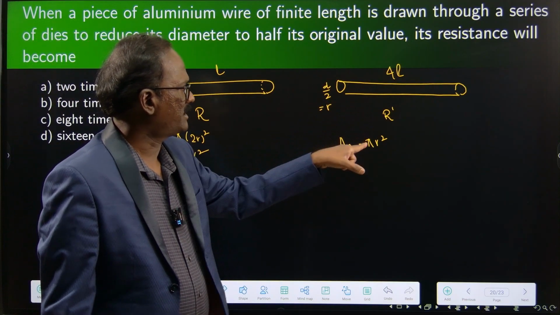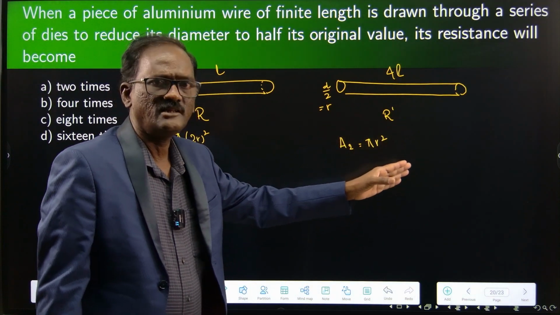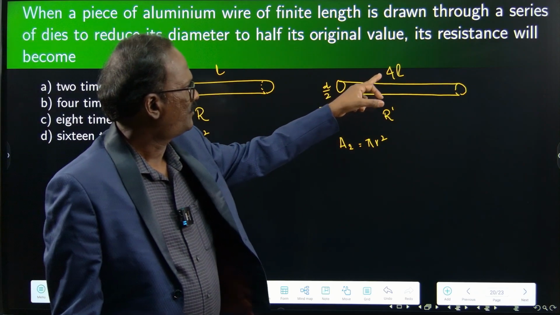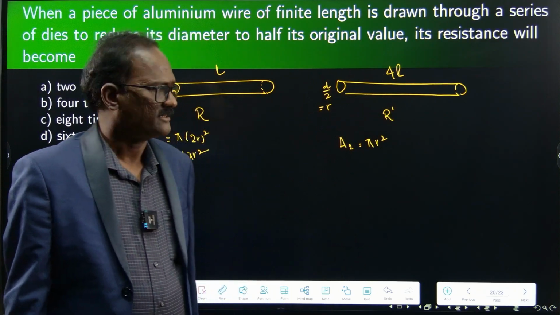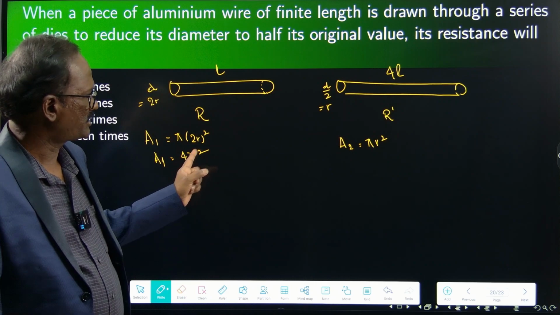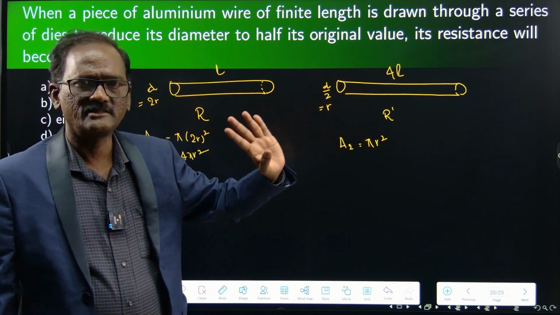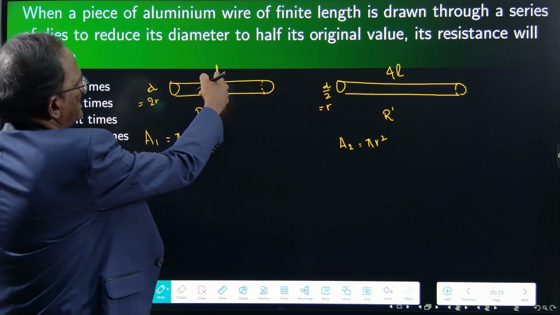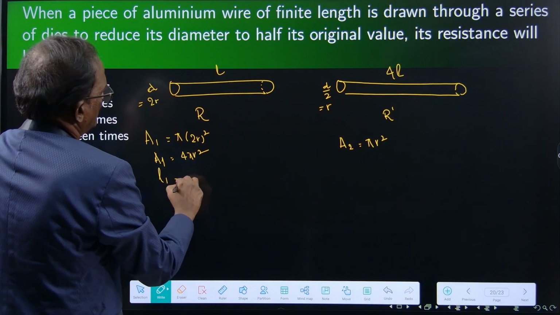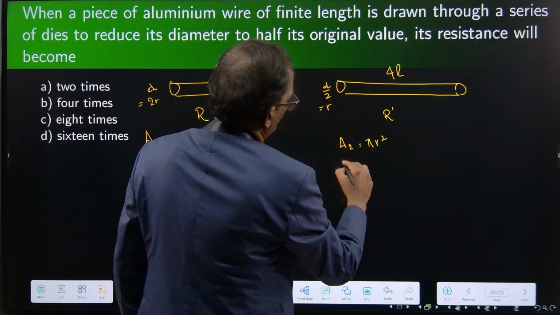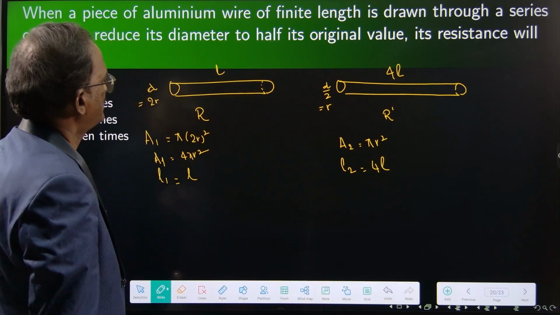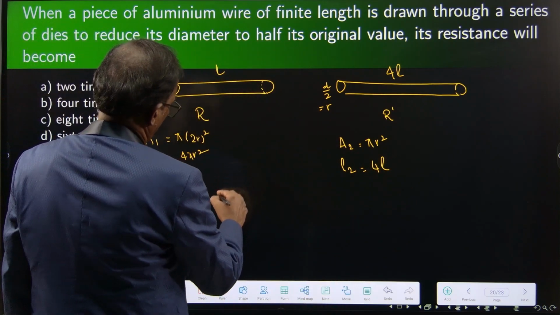Then we will have 4L into pi R square. We will have the volume constant. 4 pi R square into L. It is decreasing, so I am increasing the length. Right? This is A2. L1 is L. L2 is 4L. Same material, so rho value will not change.